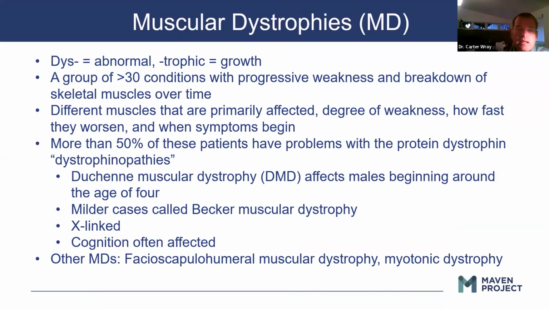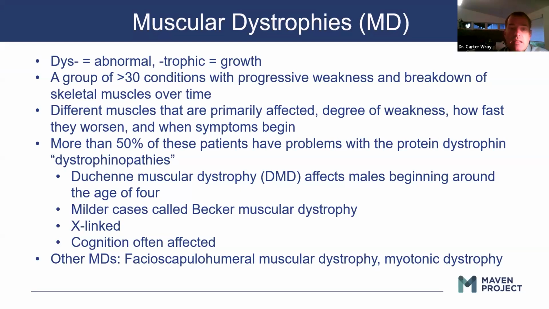So the muscles in this whole set of conditions are not growing normally. Whether you're a lumper or a splitter, you can certainly say there are more types of muscular dystrophy than you can shake a stick at, but certainly there's a large number of conditions. And the problem with these is the muscles will get progressively weaker. The muscles will break down over time.